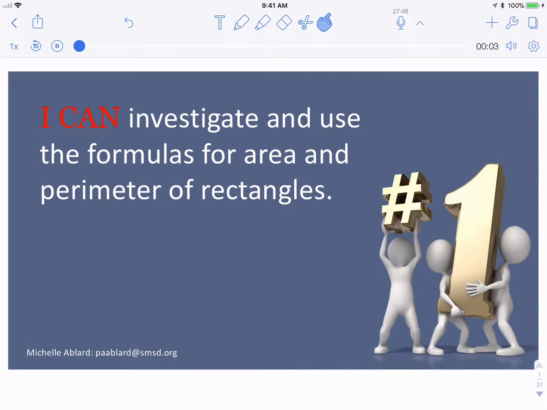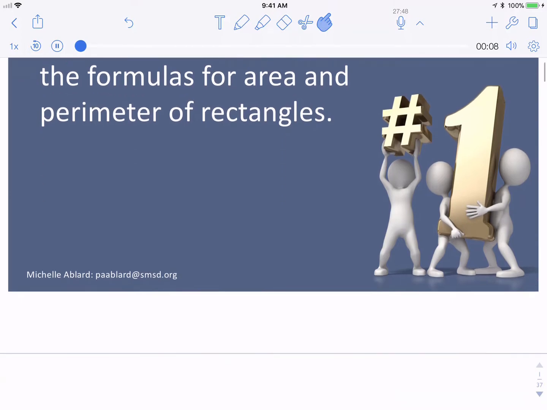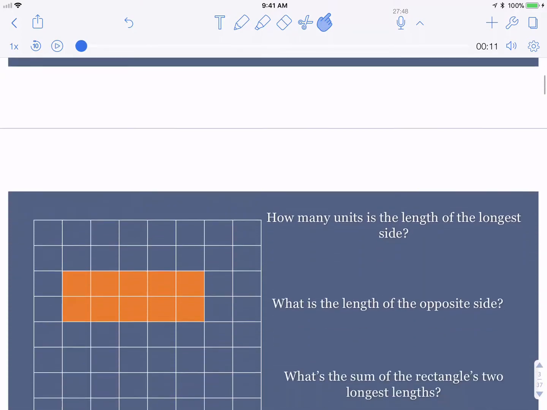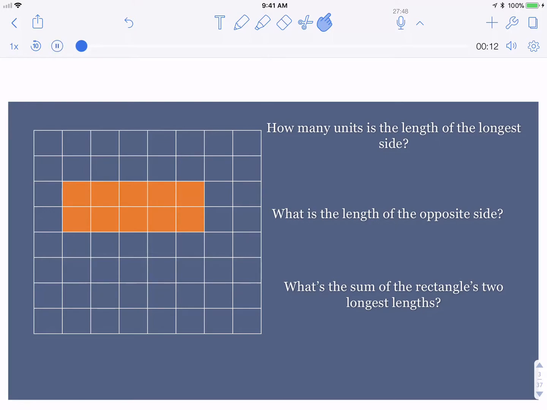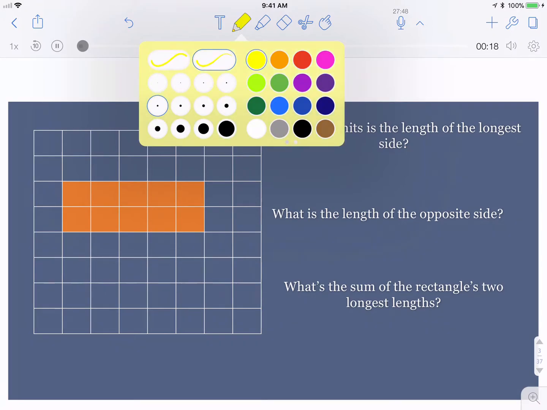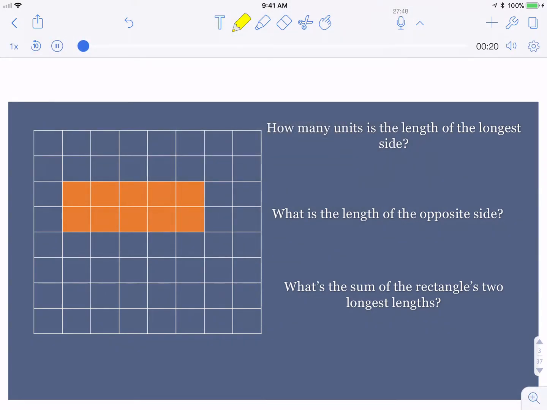I can investigate and use the formulas for area and perimeter of rectangles. How many units is the length of the longest side? So let's take a moment and count the length of the longest side. I see 1, 2, 3, 4, 5. It's 5 units long.